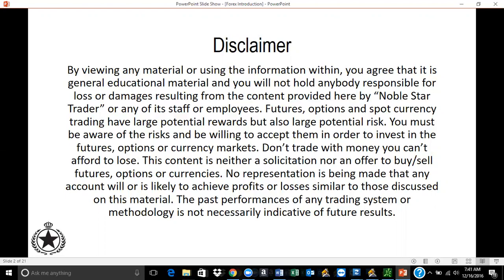Some people don't have the patience, the stamina for trading. When they see a trade going against them, they like to close the trade. And if you do that every time, you're going to lose a lot of money.